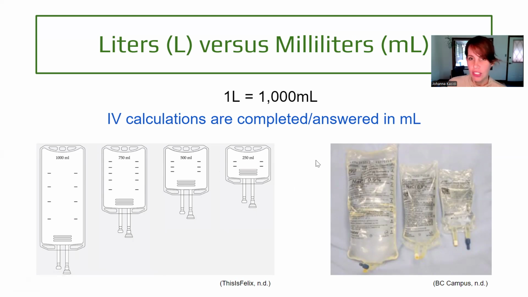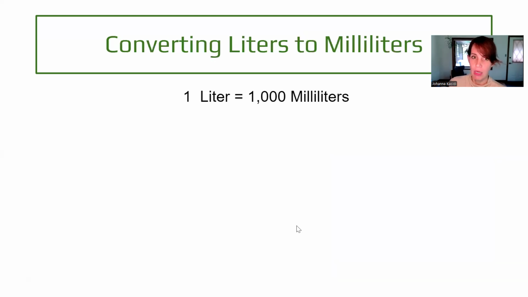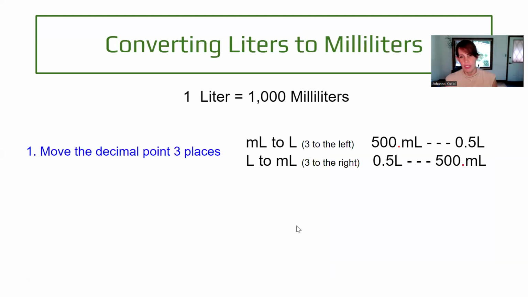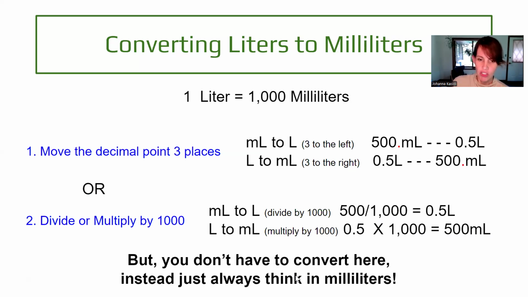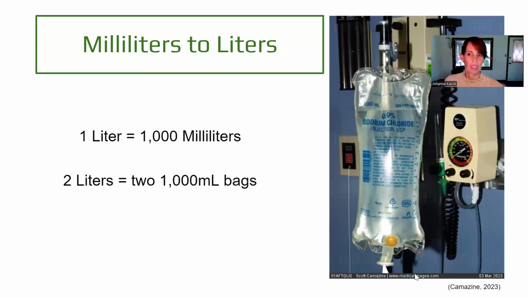And you in your head just need to convert that to milliliters when you're programming them into the pump. You know that this big bag is 1 liter, but it's 1,000 milliliters. So here's the math to convert. It's the exact same math as you use for micrograms to milligrams or milligrams to grams, but you really don't have to do any of this math at this level because we just think in milliliters for IV fluids.